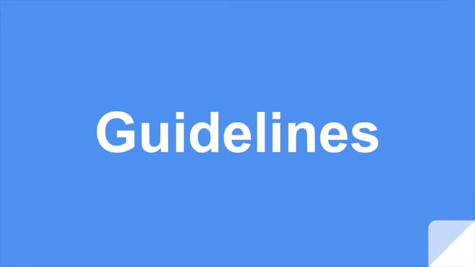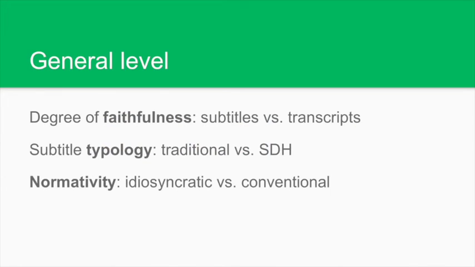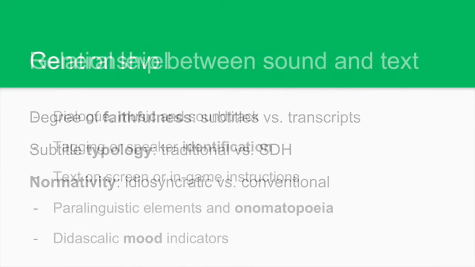Which categories should the SDH norm focus more specifically on? As for the degree of faithfulness, is it a subtitle or is it a transcript? They are not the same. Subtitle type, is it traditional? Or is it SDH? Does it contain more information than the usual ones? As for its normativity, is it idiosyncratic? Does it decide what to do depending on a whim? Or does it use conventions?